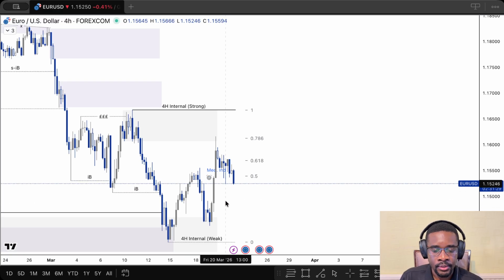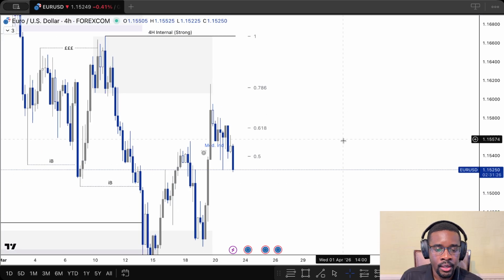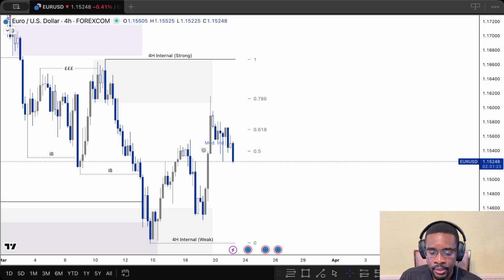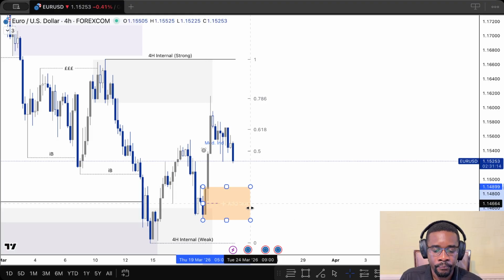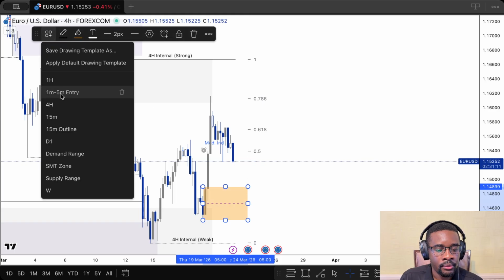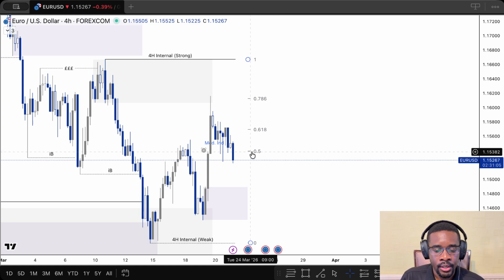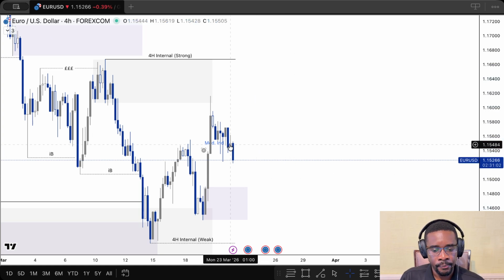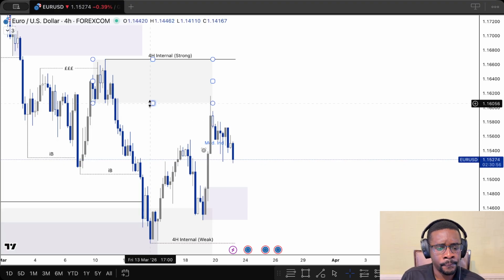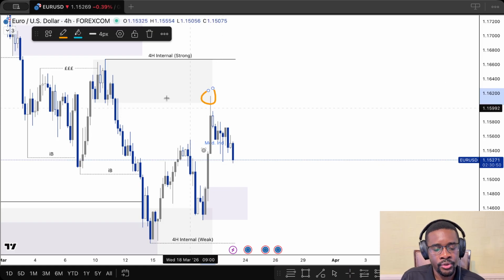So what that means now is if I mark out my current demand on the 4-hour, this is what we have. So I'm going to remove that. So price has already come up to the extreme. Price has already come up to the extreme, mitigated this 4-hour area.